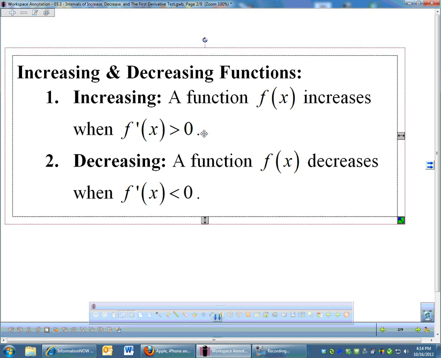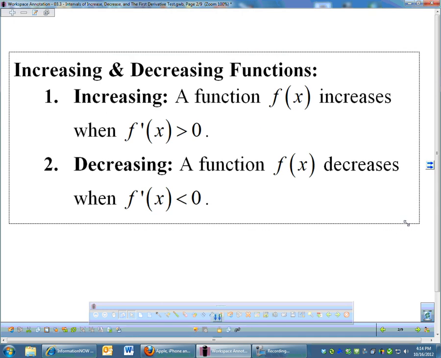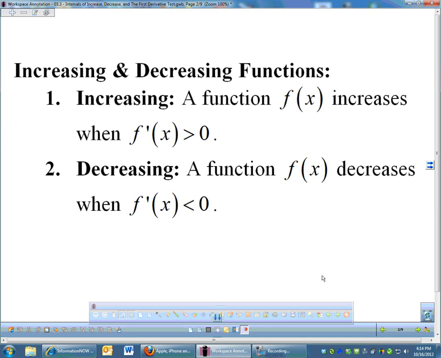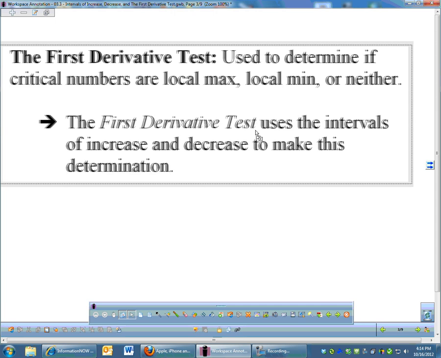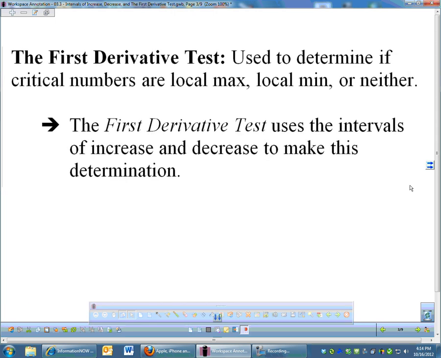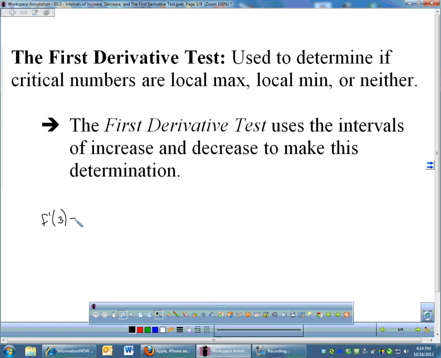And that is stuff that we have done, I won't say extensively, but we've done it enough to where you should know that, and we've talked about it enough. So we'll move on to the first derivative test. What the first derivative test does is, if you have a critical number, it tells you whether that critical number is a local max, a local min, or neither. The way it works is it looks at the intervals of increase and decrease to figure that out. For example, the game plan: let's just pretend that f prime of 3 is equal to 0.